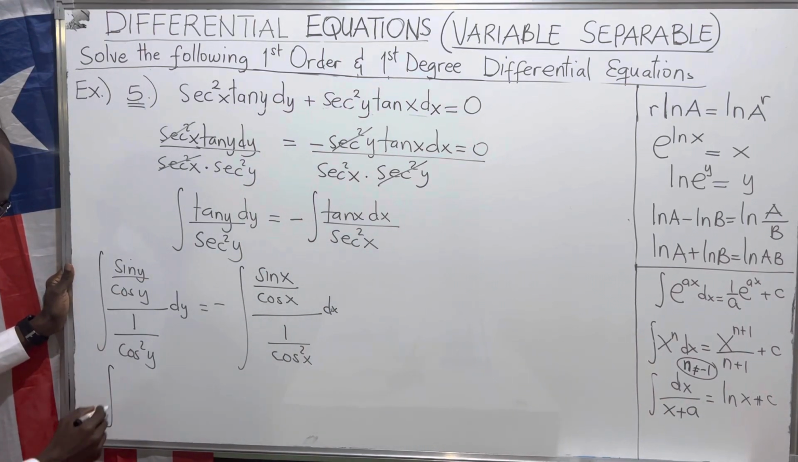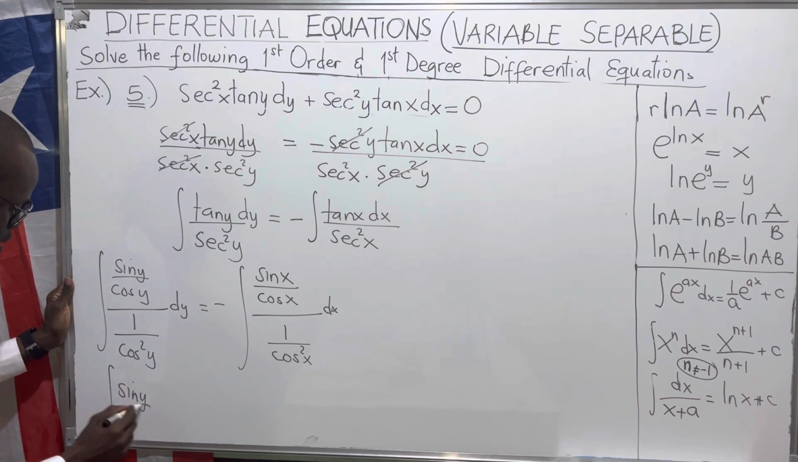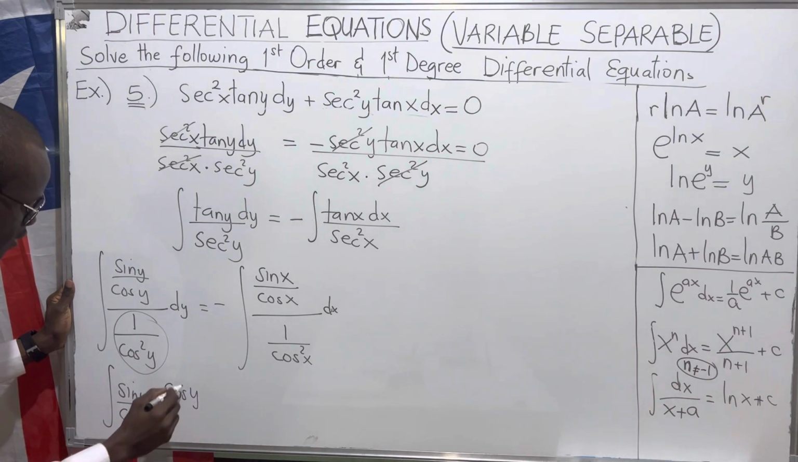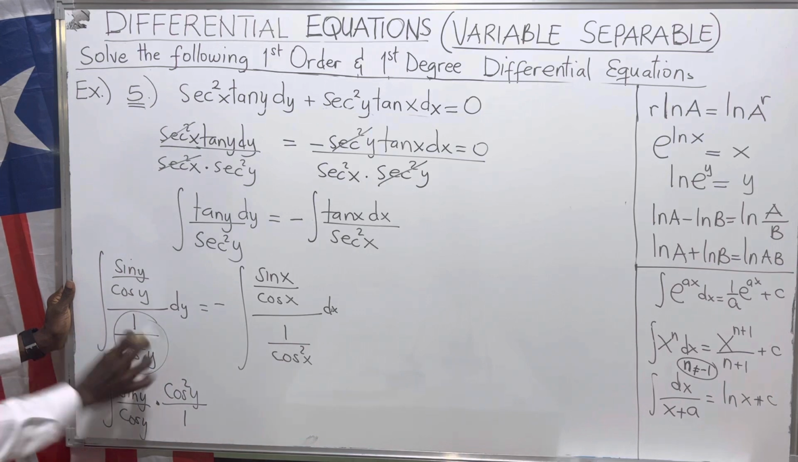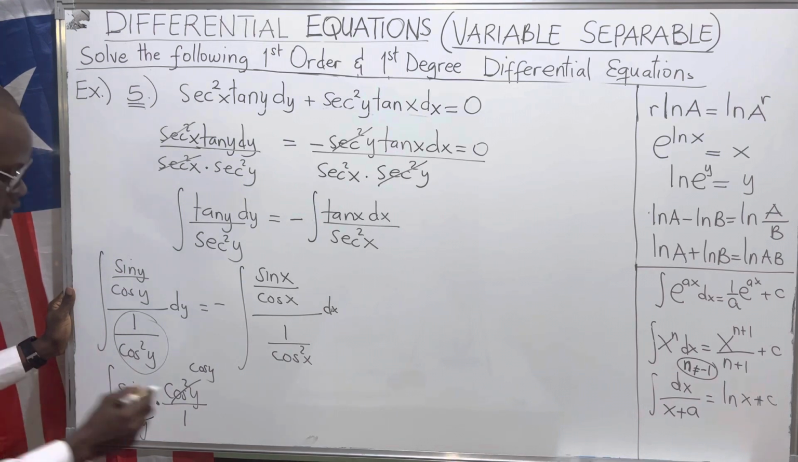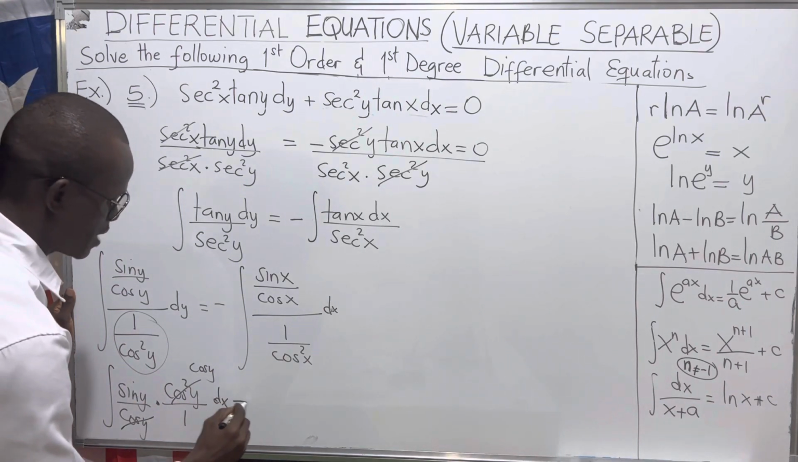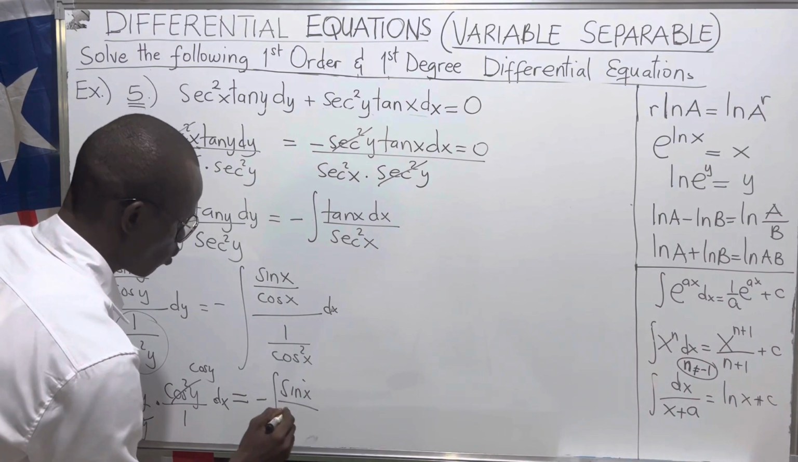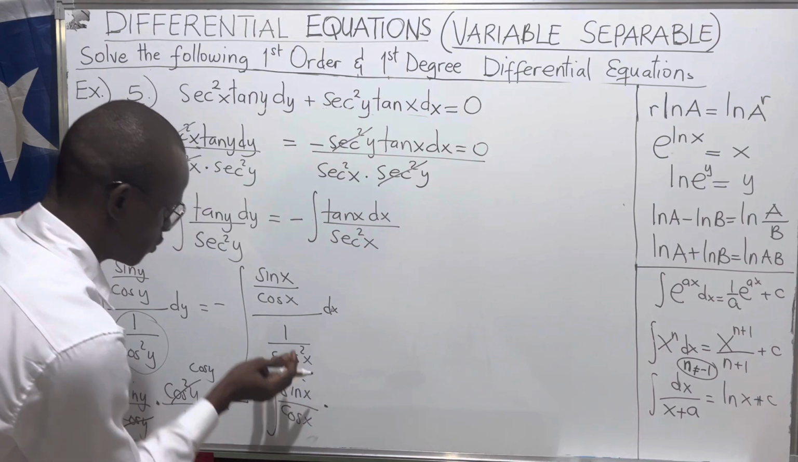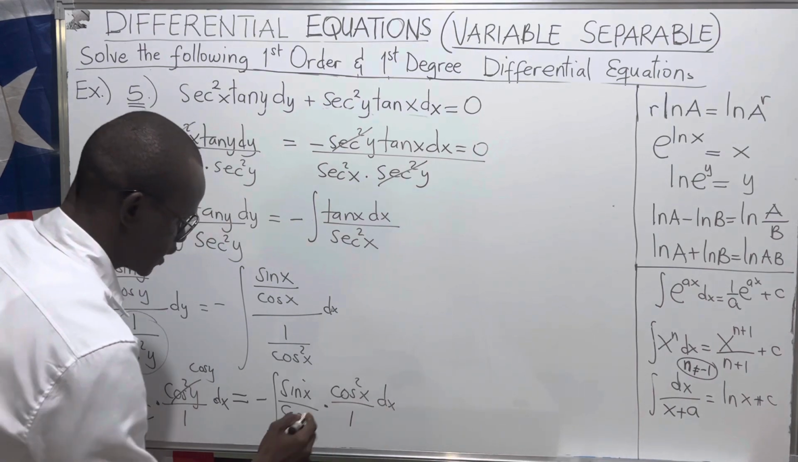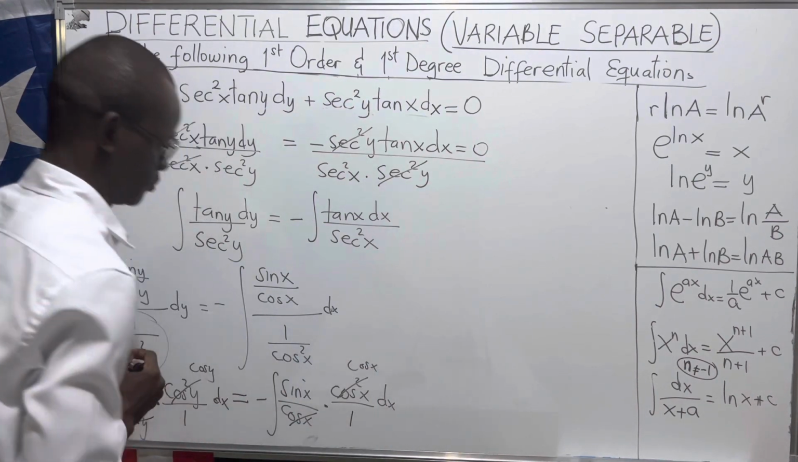So we can rewrite it as the integral of sine of y all over cos of y times, then we reciprocate this fraction down here, thereby saying cos squared y all over 1. So here we cancel one cos of y, and we're just left with one cos of y, minus the integral of, so the same thing, sine of x over cos of x times, we reciprocate, so it's cos squared x all over 1 dx. So we can cancel one from here as well, so we're left with cos of x. Great.